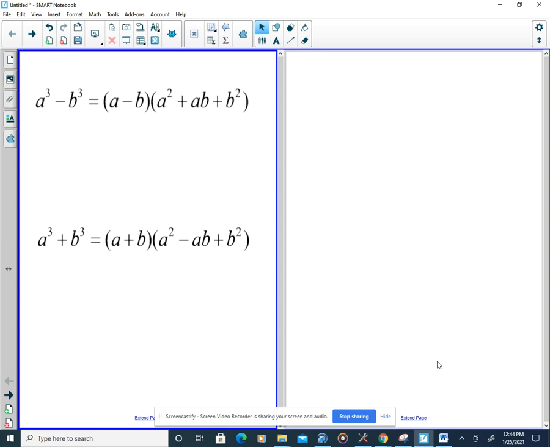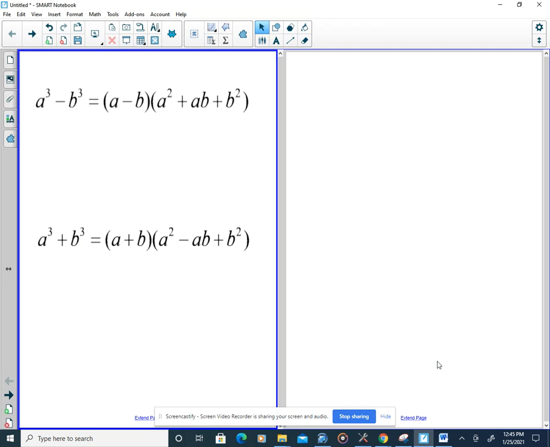So today, I just want to do a little bit of a review. Because today, Mr. Stuckey and I graded your solving cubic equations assignment, and we noticed a lot of you were making the same mistake over and over. So we wanted to re-teach you this concept.